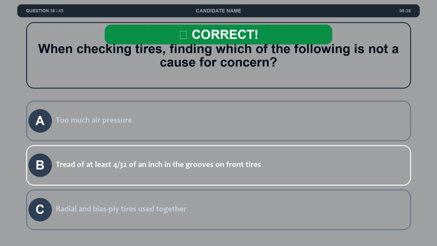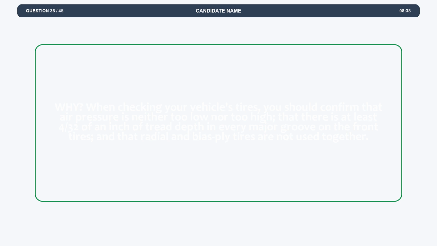The correct answer is option B. Tread of at least 4/32 of an inch in the grooves on front tires. Explanation. When checking your vehicle's tires, you should confirm that air pressure is neither too low nor too high, that there is at least 4/32 of an inch of tread depth in every major groove on the front tires, and that radial and bi-split tires are not used together.